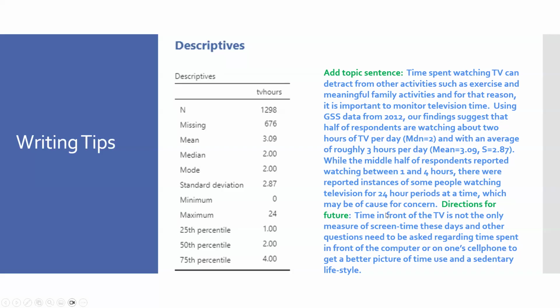Direction for the future: time in front of the TV is not only a measure of screen time these days, and other questions may need to be asked regarding time spent in front of the computer or cell phone to get a better picture of time use in the sedentary lifestyle. And note, this direction for the future deals with the validity of the question and whether the measurements are actually done well. And that's your next goal once you deal with this stuff.